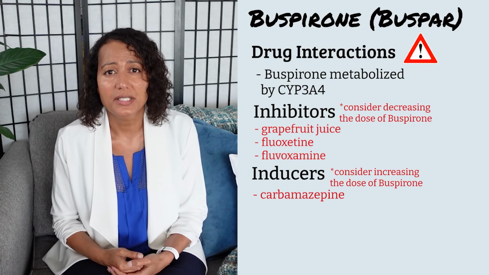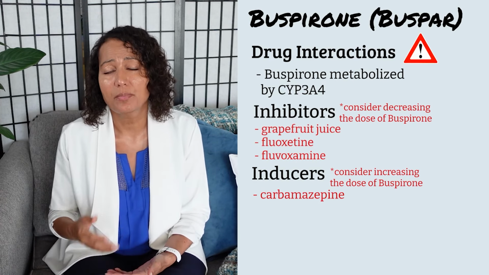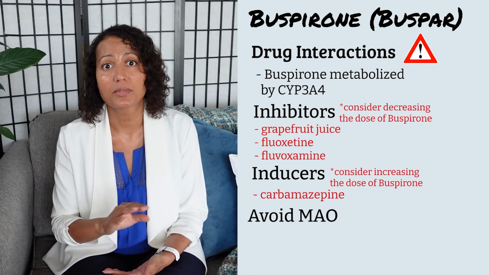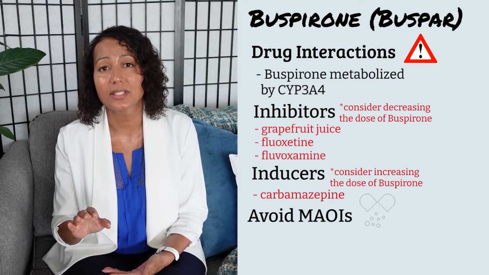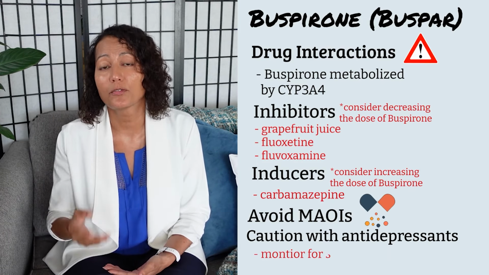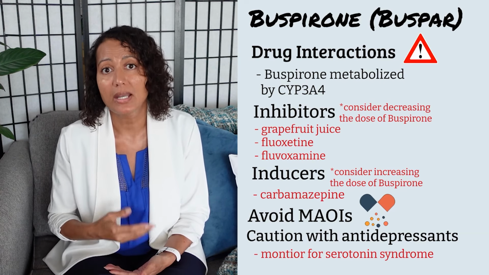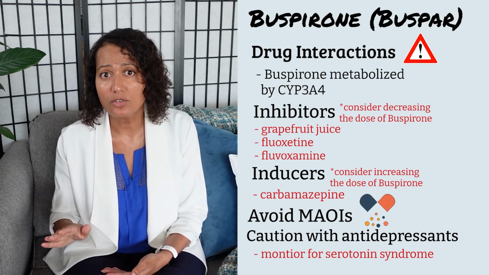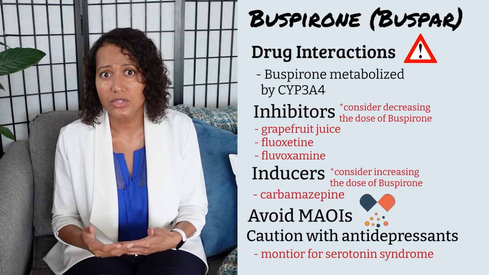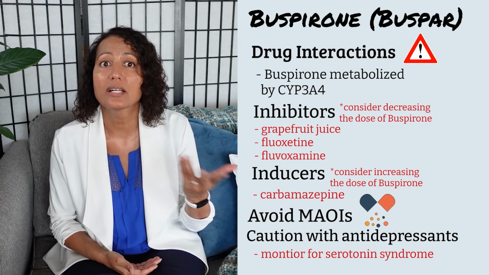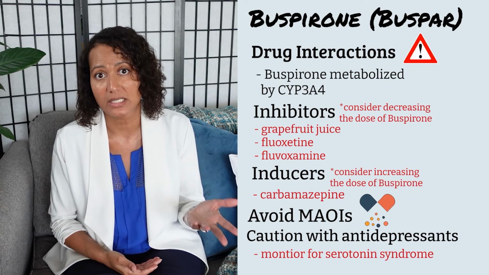Other interactions to consider are the antidepressants classified as the MAOIs. They stay in the system typically for about 14 days, so you want to avoid the use of an MAOI 14 days before or after being on Buspirone. And that will help to avoid serotonin syndrome, which is something you also have to be watching out for when you're taking Buspirone in conjunction with another antidepressant.